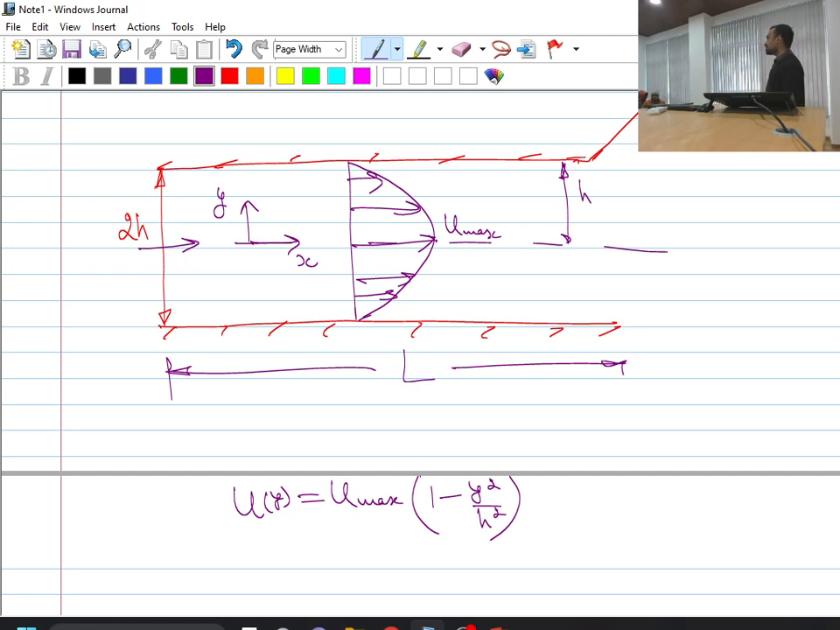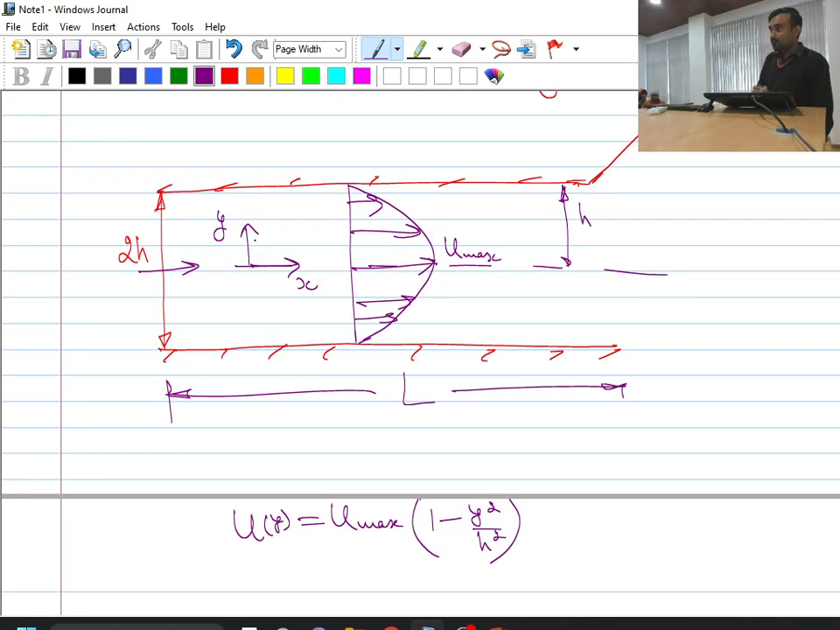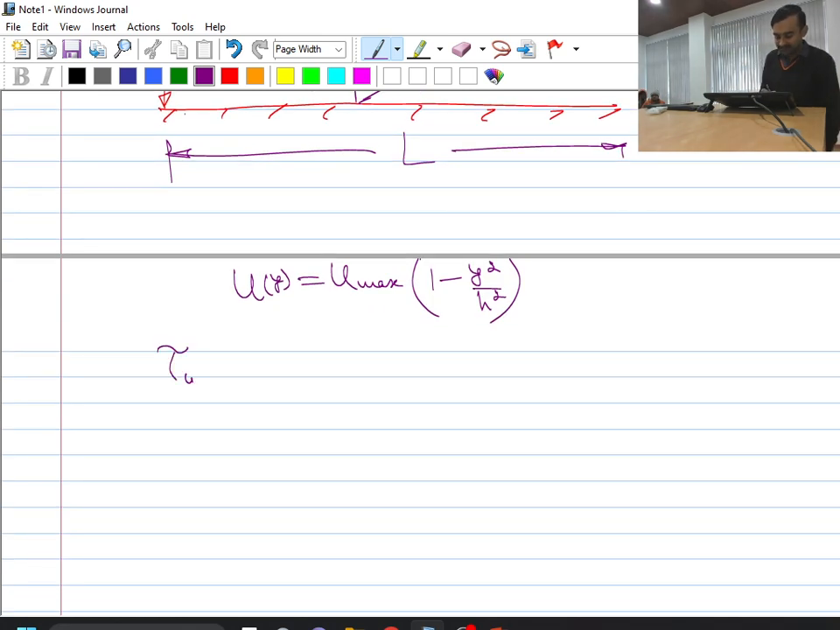Fine. So this was the relation which we derived earlier. Now, if flow is fully developed, then at each and every point along the length of this plate I will have the same value of wall shear stress, because the velocity profile is not changing. Say this is my wall shear stress tau w over here. If I need to calculate tau w, how can I calculate? Tau w will be mu times mod of du by dy at y equal to h.